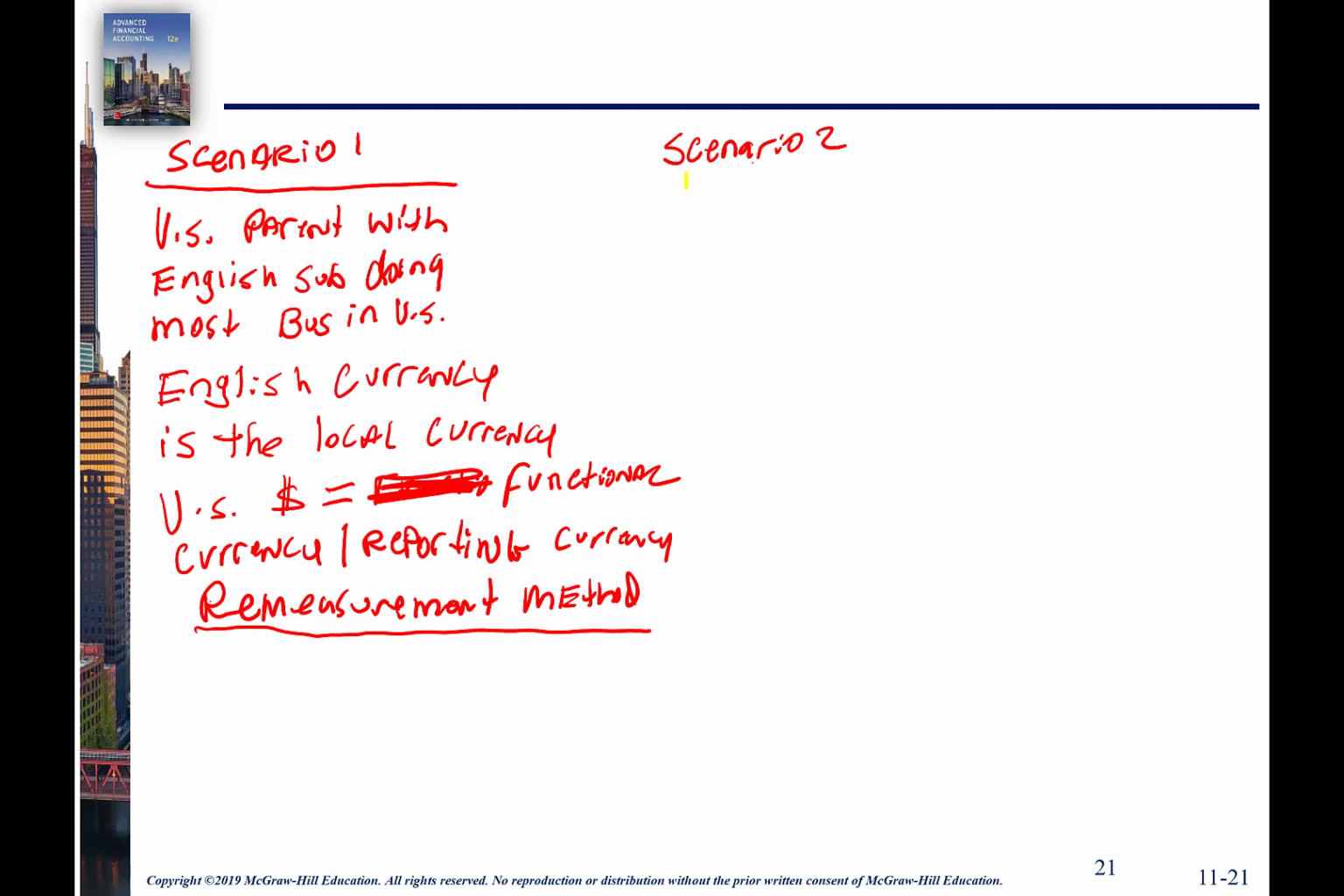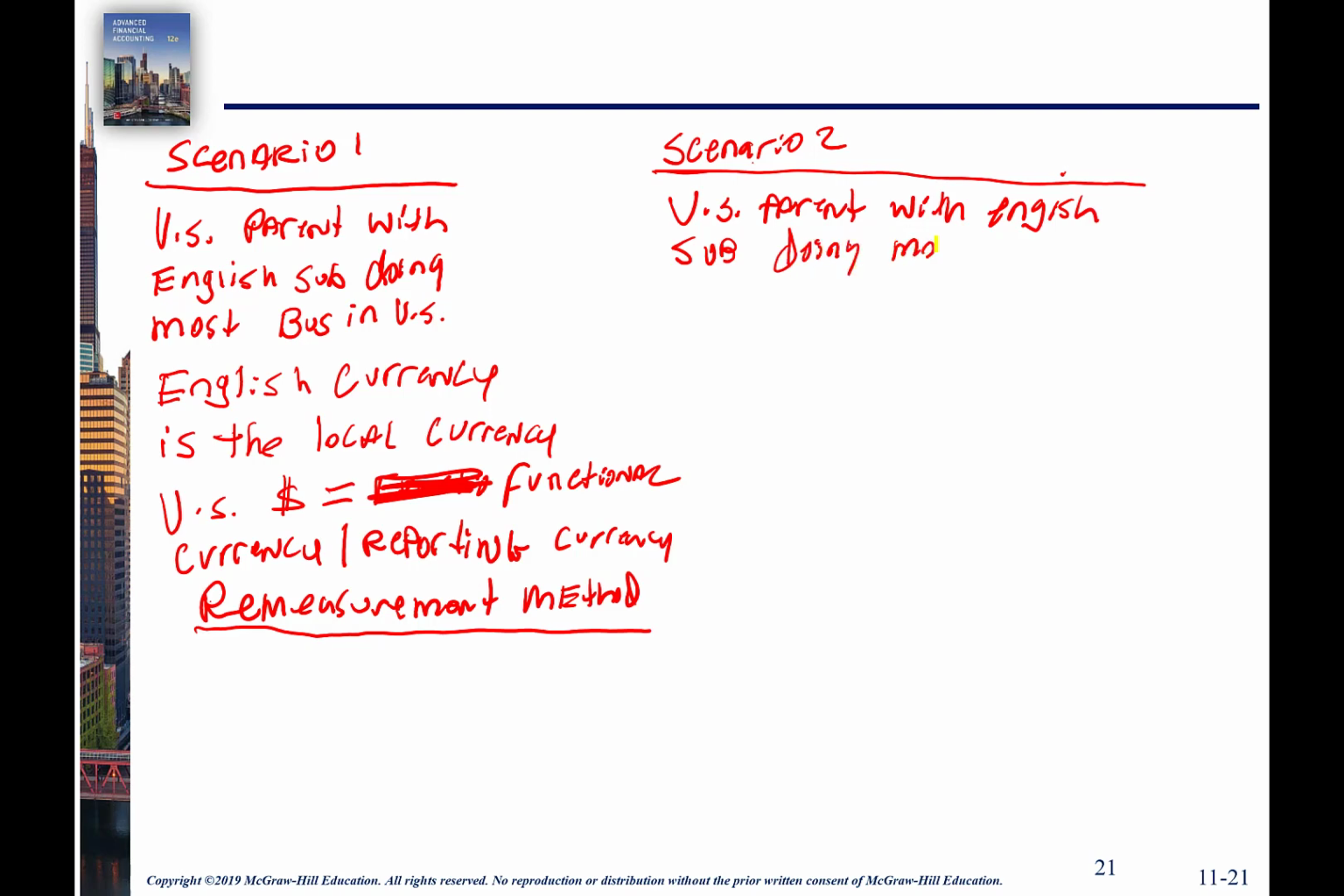Okay, and with scenario 2 now, we've got, again, U.S. parent with English sub doing most of its business in England. Okay, so what's happened now?